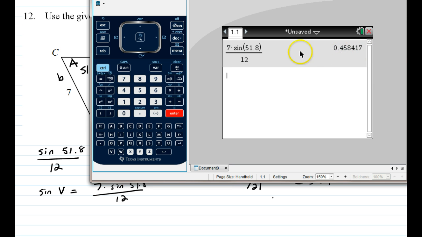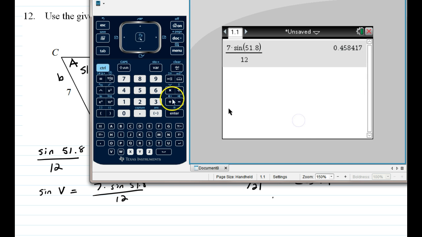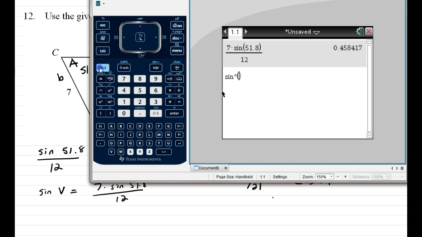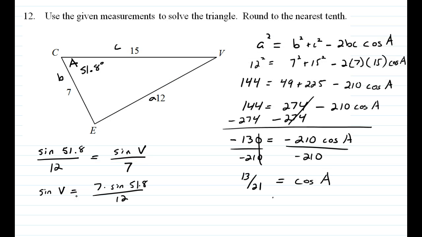Again, that doesn't make sense, so it's kind of telling you that you need to do an extra step. We're going to have to do the inverse. The inverse sine of our last answer. So we're doing the inverse sine of 0.458. And that gives us 27.3 degrees. So angle V is 27.3.